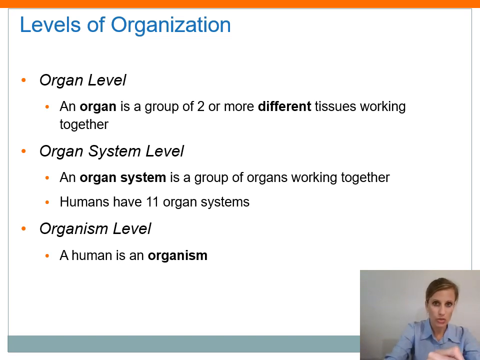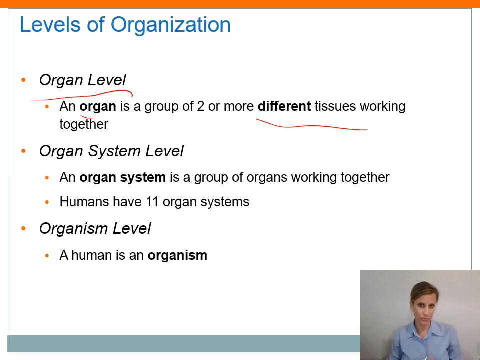So we had tissue, right? And we put 2 or more different types of tissues together, and that gives us an organ, right? And organs are in the organ level. So examples of organs include the heart, right? Bone, the stomach, the pancreas, the liver, the brain, right? There's lots of different organs. The skin is an organ.